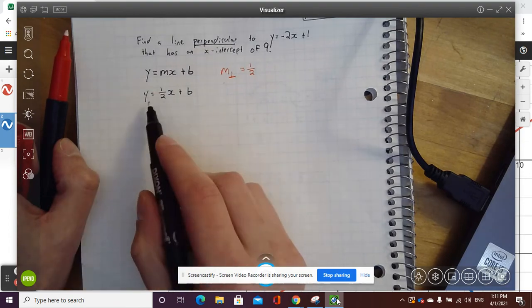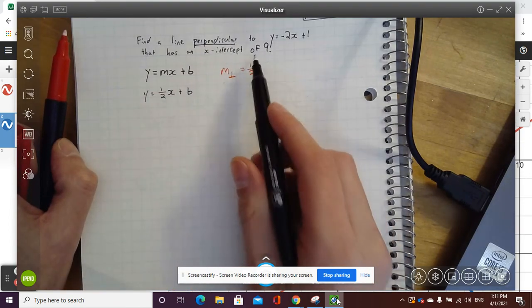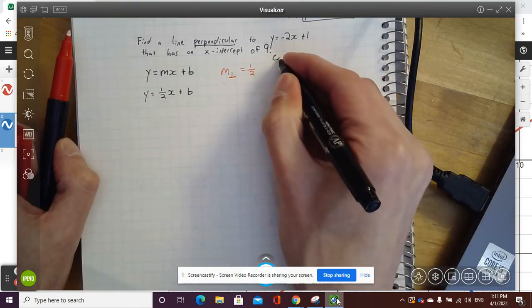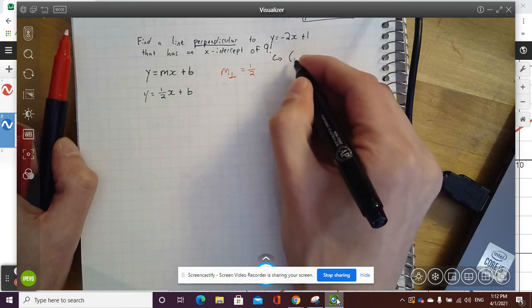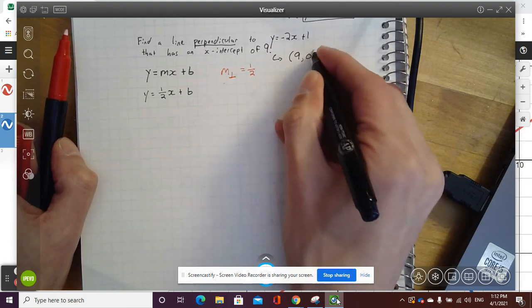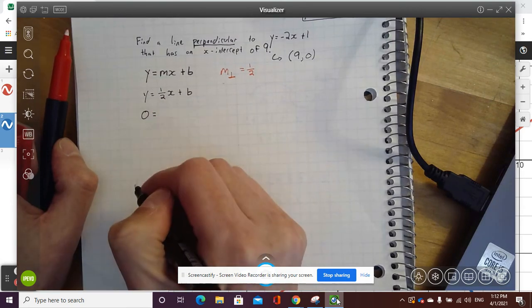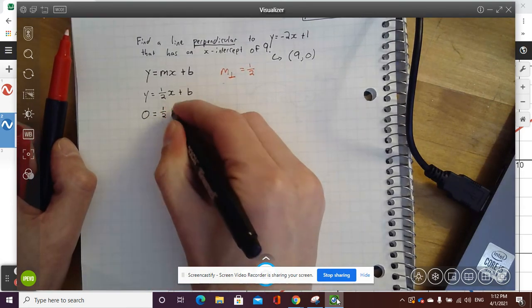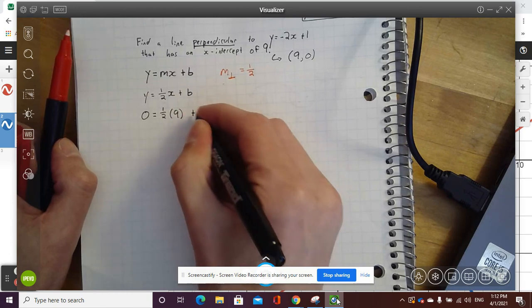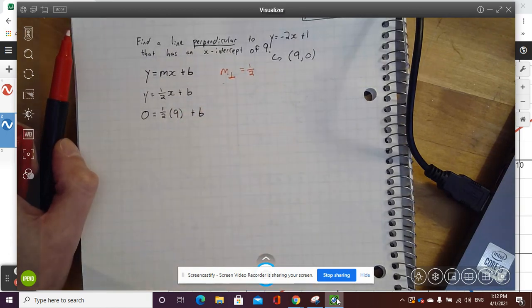So I just need to know any point on this line. And of course, the x-intercept is a point. The x-intercept is where we cross the x-axis, which happens when x is 9 and y is 0. So I'm going to put 0 in for y, and I'm going to plug in 9 for x. And now we can solve for b.